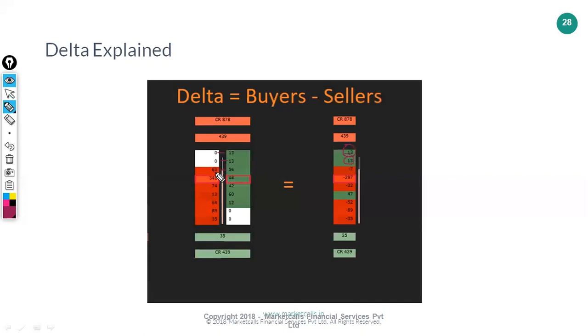56 minus 63 is minus 7. So minus 7 means that sellers are controlling at that block. You can see 297 over here, which is nothing but 344 minus, always buyers minus sellers. If the value is negative, then you can see the sellers are in control at that price location. That's how the delta candle got formed.